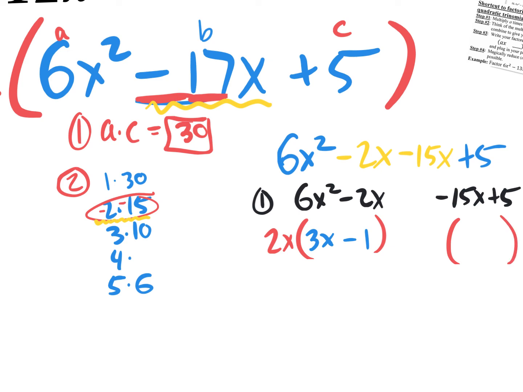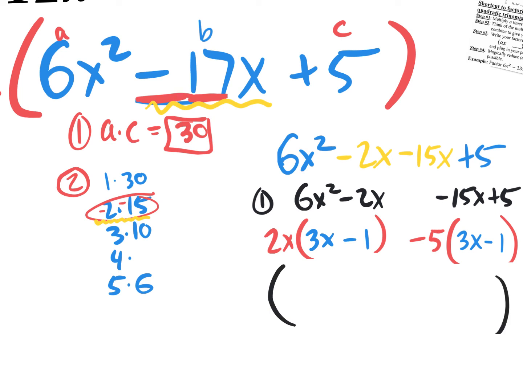A 5. But if I do pull out a 5, I will have a minus 3x. But I don't want a minus 3x. I want a positive 3x. So what would be better to pull out than just 5? A negative 5. So let's pull out a negative 5. Then we will have that positive 3x. And then negative 5 times what gets us a positive 5? That'd be a negative 1. And now we really do have that common binomial of 3x minus 1.